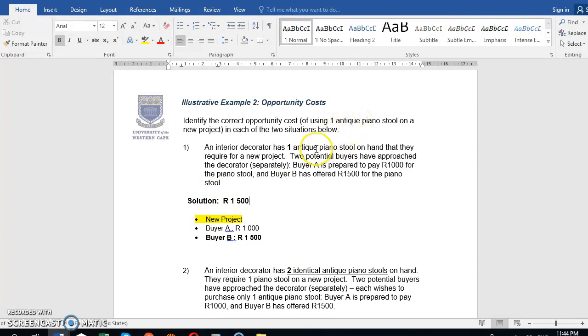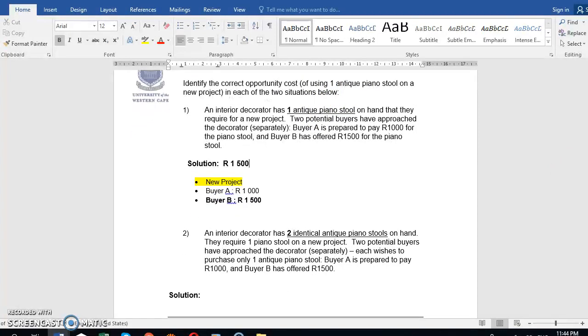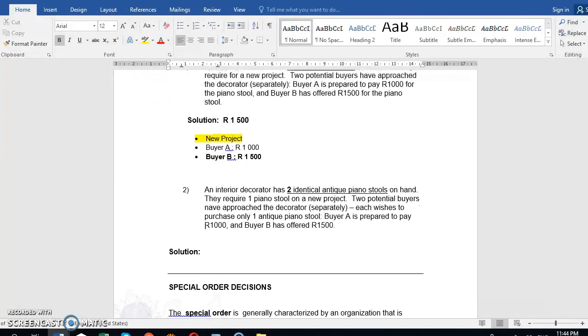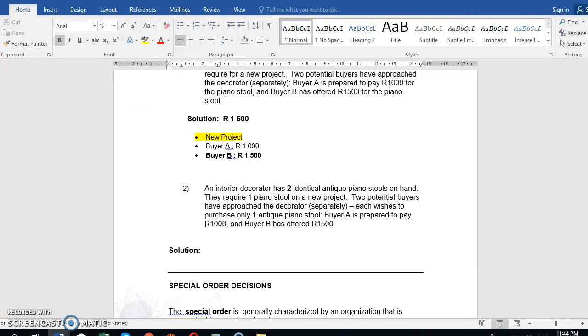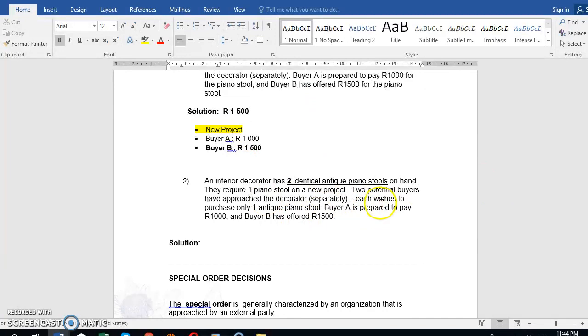because that's the best alternative that we forgo by using the one antique piano stool in a new project. Right. Number 2, an interior decorator has two piano stools on hand. They require one piano stool on a new project. Two potential buyers have been approached, each wishes to purchase only one antique piano stool. Buyer A is prepared to pay 1,000 and buyer B is prepared to pay 1,500. So effectively the same example, only the difference is that we now have two stools.